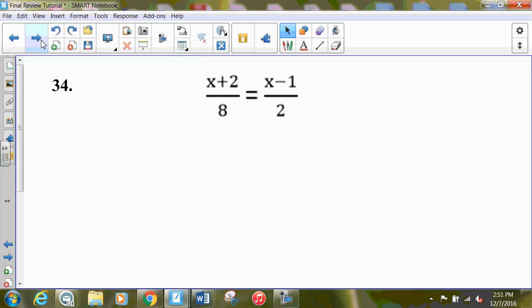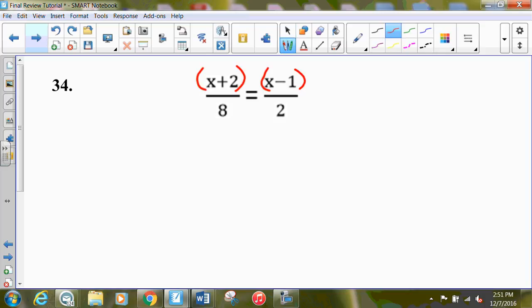All right, let's cross multiply. Before we cross multiply, do you remember when I taught this? And I said, please, when x has company, put some parentheses up there. So I've got to do parentheses before I cross multiply. So I've got 2 times x plus 2, and I've got 8 times x minus 1. So I'm going to go ahead and distribute.